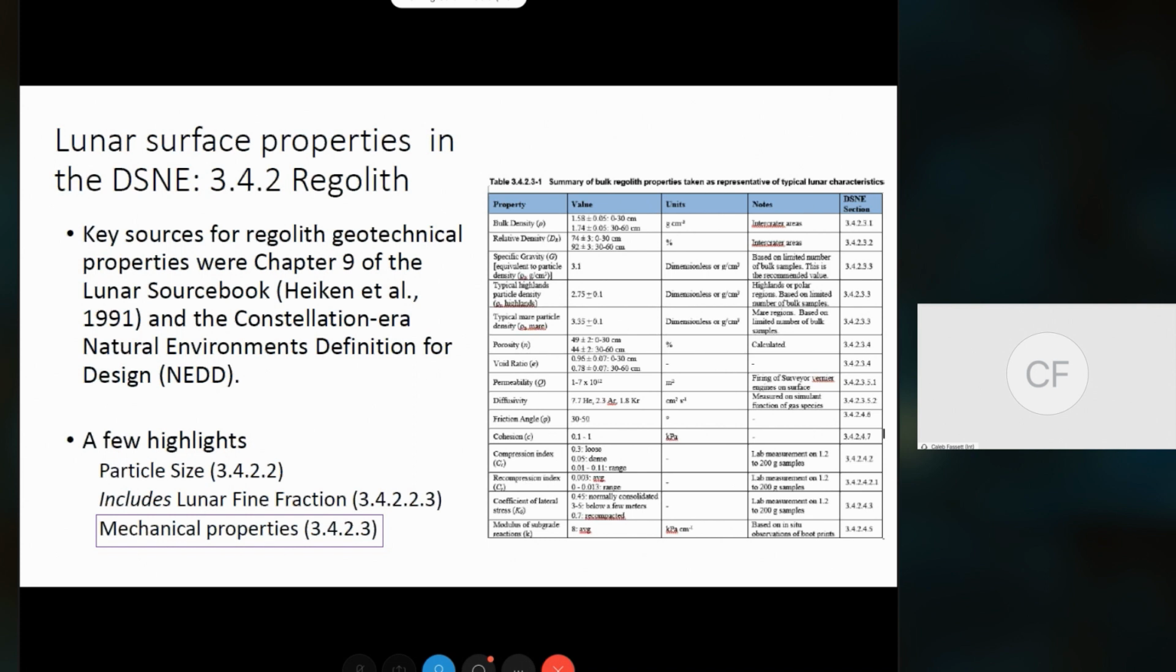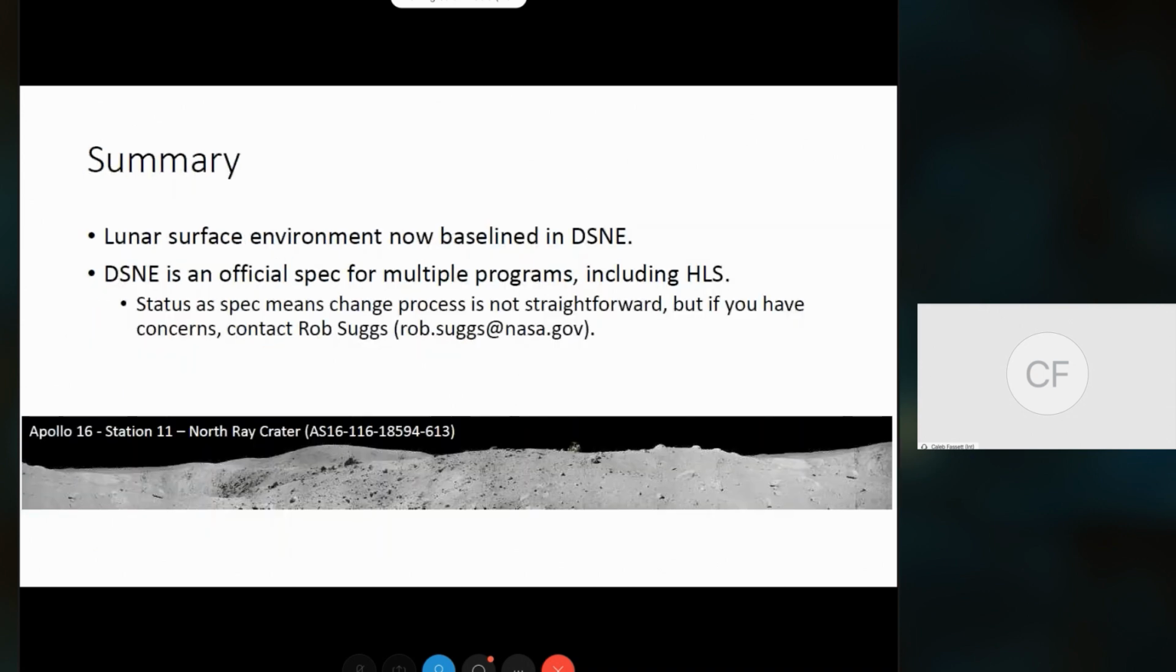And so probably if you go into this document, you'll see this table 3.4.2.3-1 and be like, okay, well, all this stuff just looks straight out of the Lunar Source Book. And the answer is, yeah, that's right. That's really the best data for many of the physical properties of the moon. It hasn't changed. We went and looked at lots of literature for trying to update this and decided, really the data that Apollo gathered is the gold standard right now. And so these are in the DSNE. These are what you should design against. And so, that's the current best estimate for these parameters on the moon.